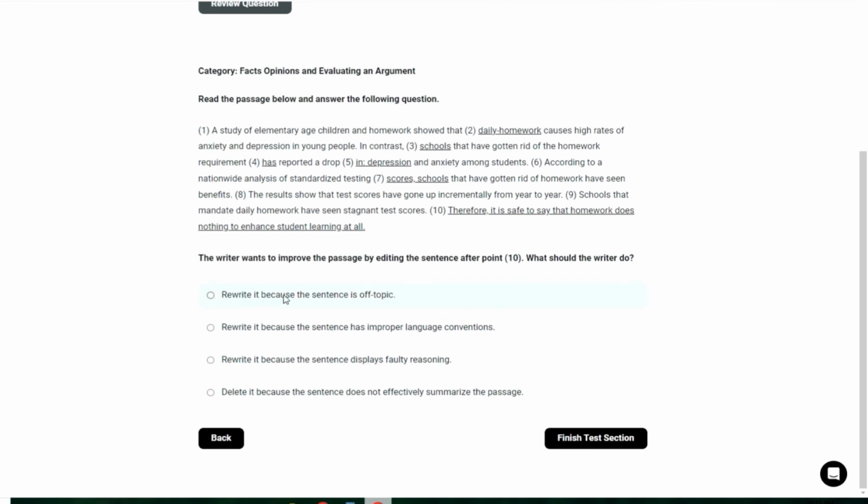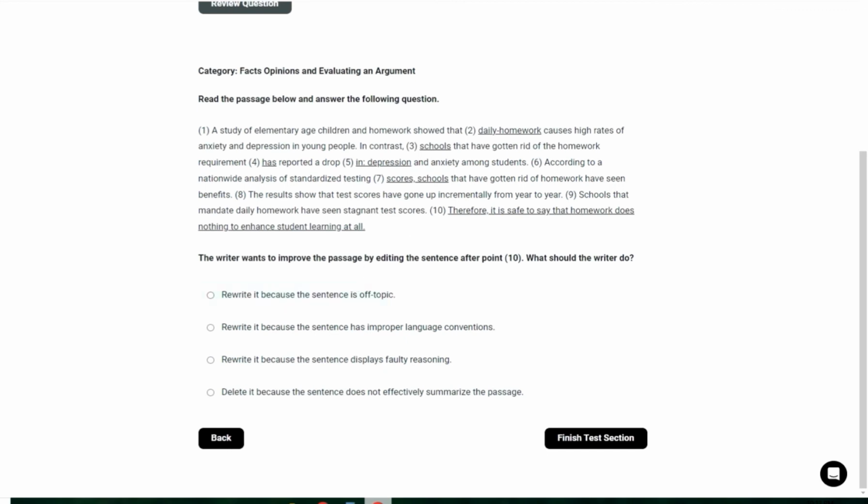Should we rewrite it because it's off topic? No, that's incorrect. This is definitely on topic. Although I agree that we need to rewrite it, it's safe to say that homework does nothing to enhance student learning at all. Is it talking about homework? Is it talking about student learning? Yes, it's not off topic. So that one is going to be incorrect.